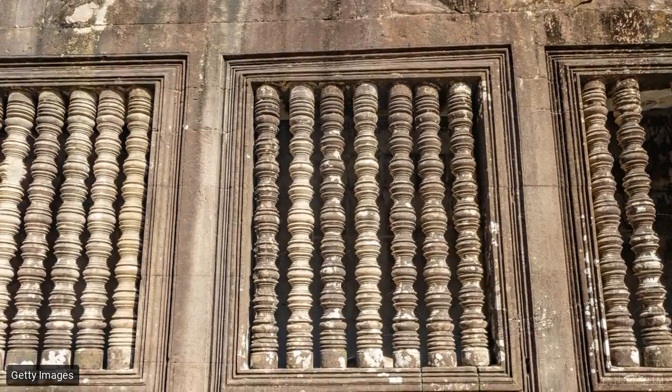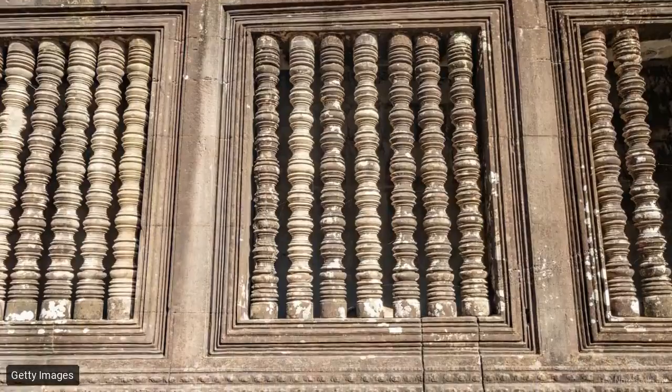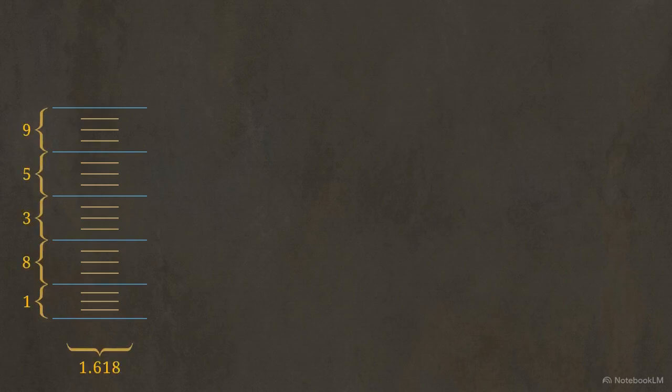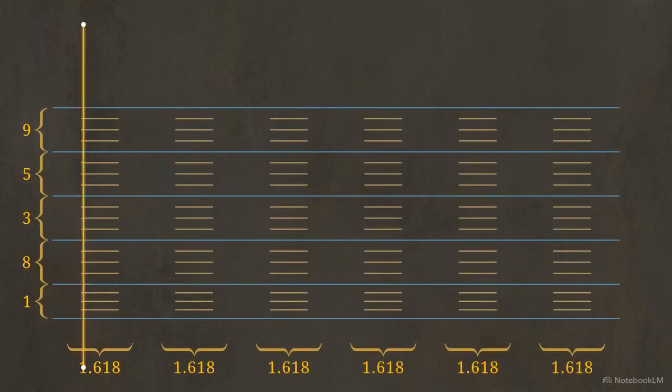Within the gallery walls, these baluster windows exhibit a rigid consistency. While they are often viewed as decorative, every pillar is carved with an identical series of stacked rings and nodes. These dimensions are not arbitrary. They follow a strict geometric code that remains constant across thousands of individual columns.